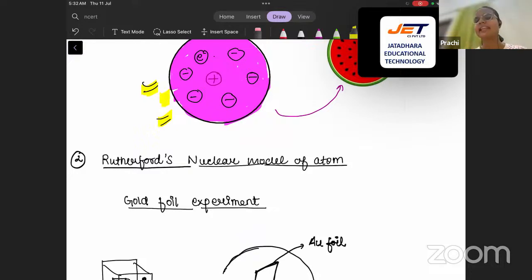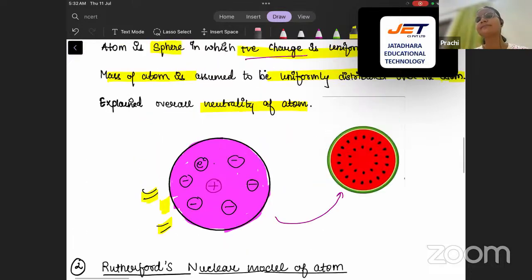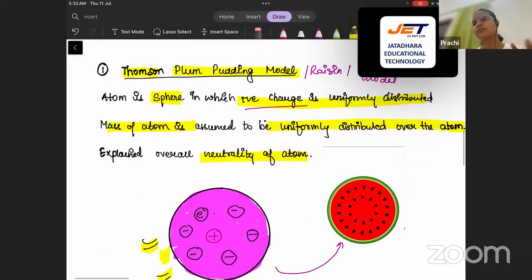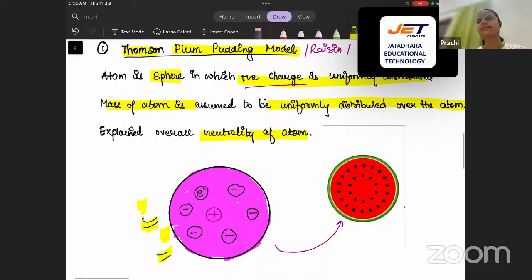So what happened is, J.J. Thomson was his guide, right? Rutherford was the student of J.J. Thomson. So this is the model. J.J. Thomson gave a model which was based on his experiment where he discovered the electron, right? So he conducted the experiment, he discovered the electron, and then according to his observation, he gave this model, right?